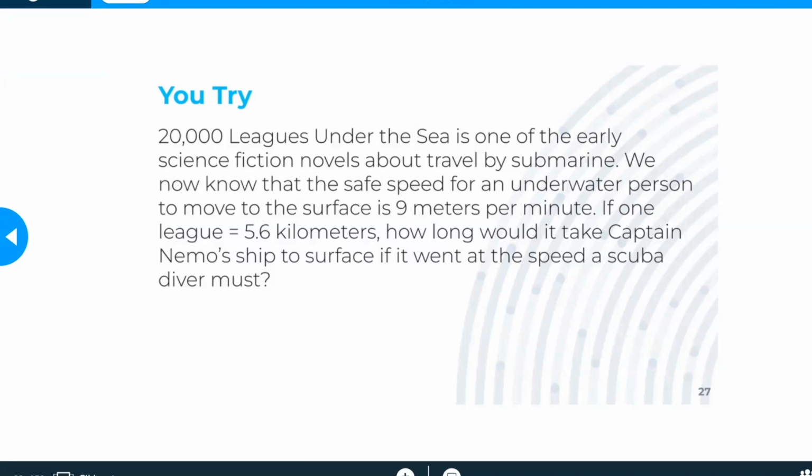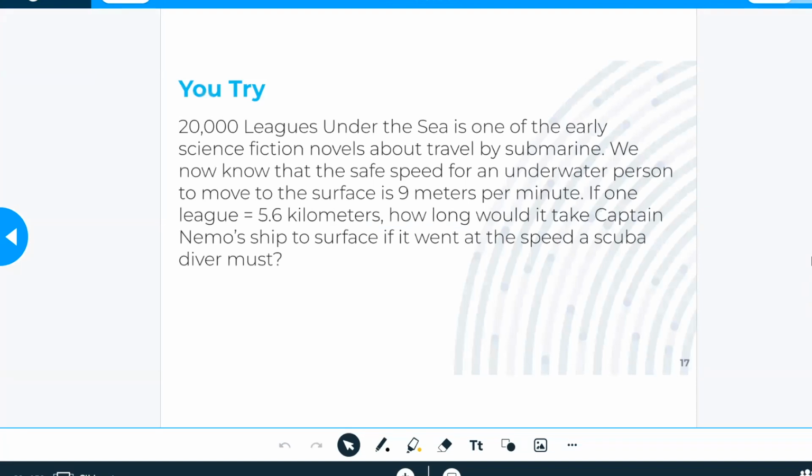Now, submarines are pressurized, but in this speculative fiction novel, they didn't necessarily know about pressurization, that kind of stuff. So if you had to go the same speed as a skin diver or scuba diver has to go to keep from getting the bends, how long would it take Captain Nemo's ship to surface if it could only surface at 9 meters per minute and it was 20,000 leagues under the sea? So this one's a little harder than the previous one. If I make it up, it's probably going to be harder. I'll let you guys have a moment to try this one.